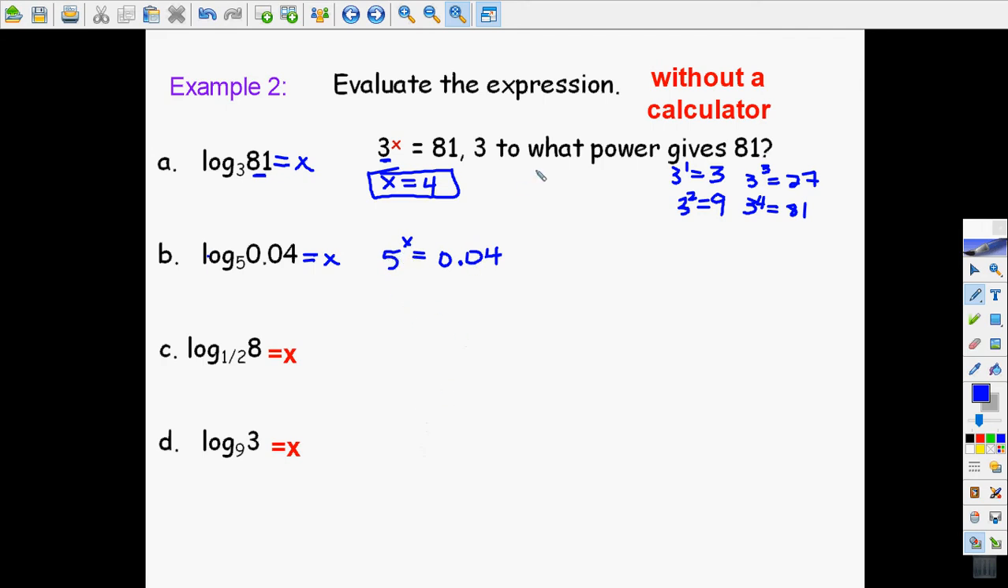So first, we know that in order to go from a whole number to a decimal, the exponent has to be negative. So what is 5 to the negative 1 power? So we get 0.2. What is 5 to the negative 2 power? We get 0.04. So what must x be to get 0.4? Oh, 0.04. Sorry, I wrote that down wrong. It should be 0.04. So x is equal to negative 2.